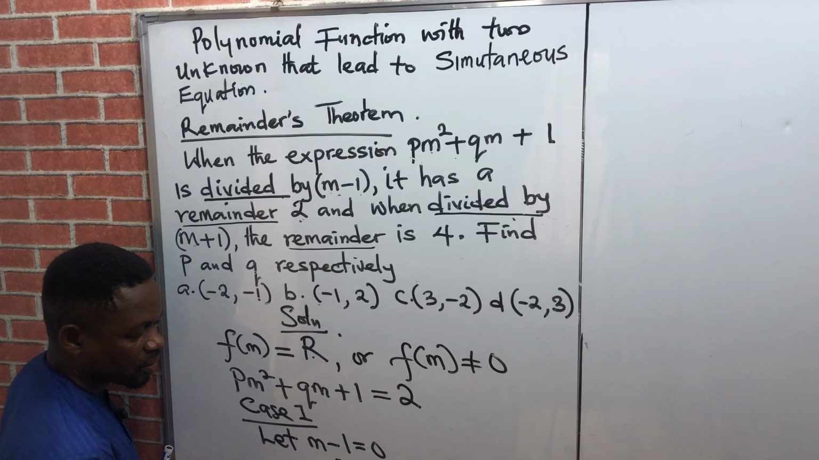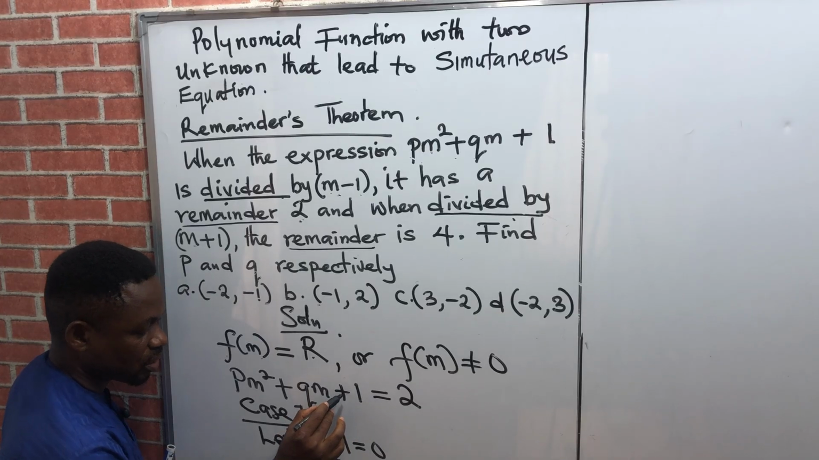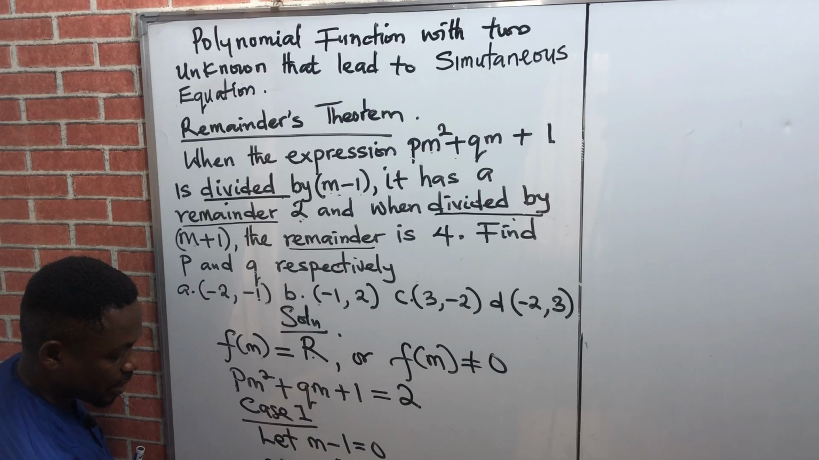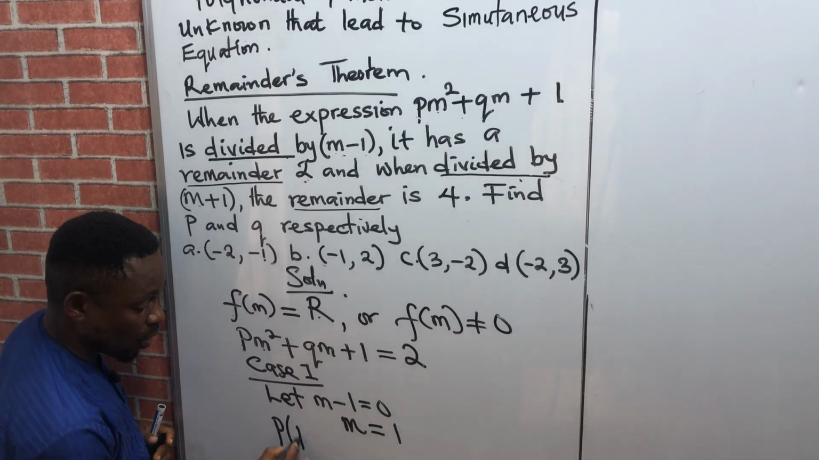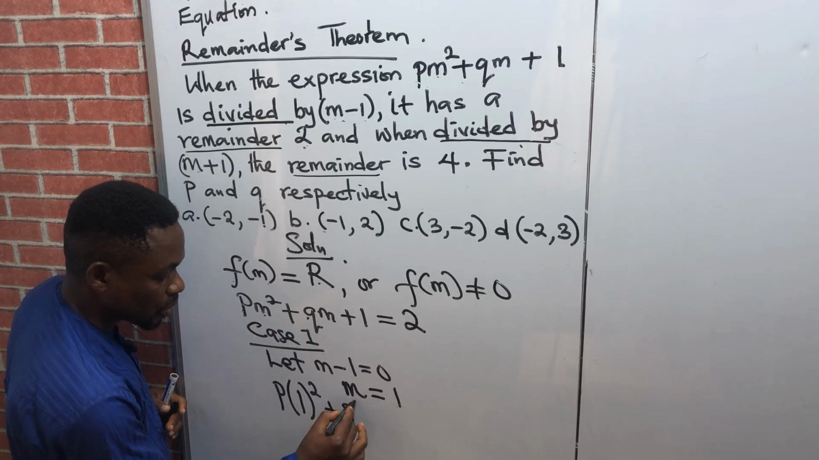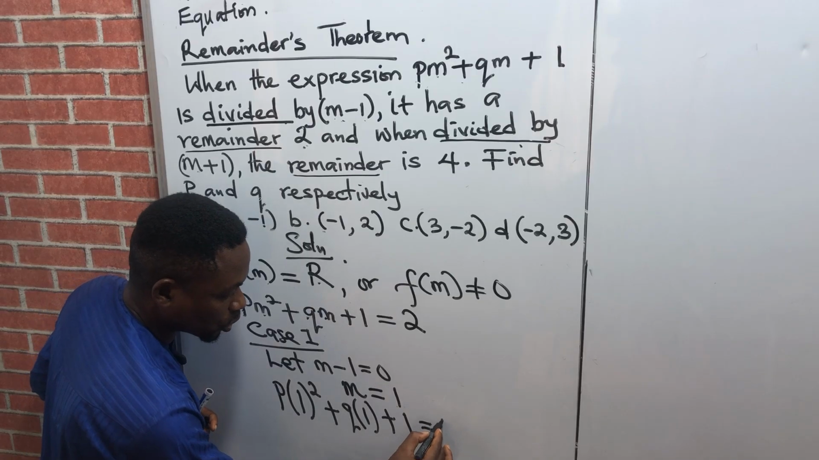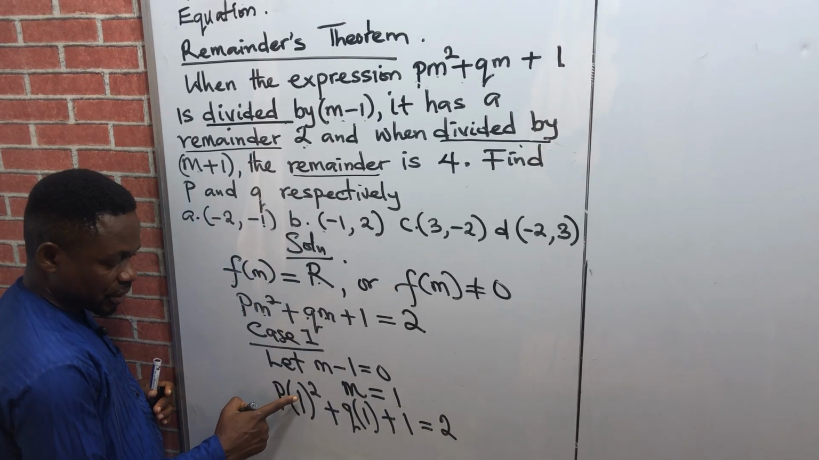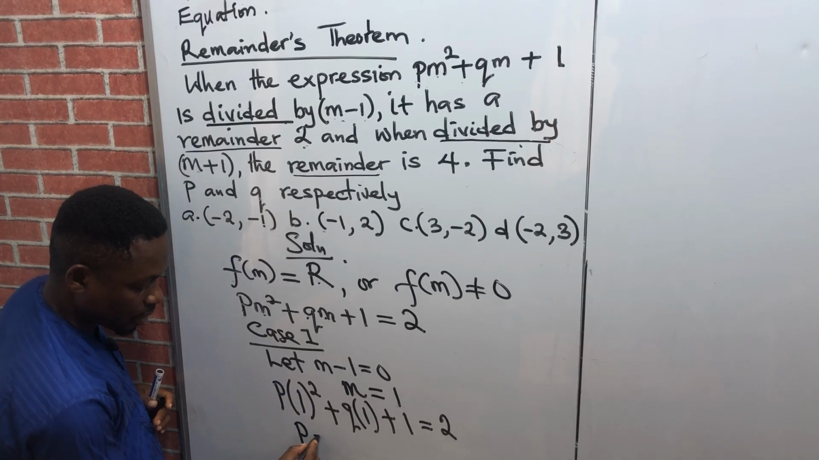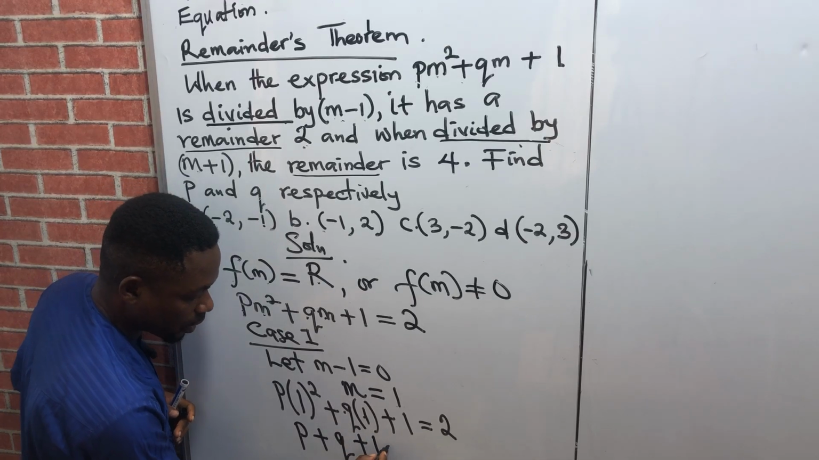Now, if we have gotten the value of m, it means that we now go back to f of m. Anywhere we come across m, fix in 1. If you are doing that, we have p, bracket, m is 1, then all squared, plus q, bracket, another m is 1, then plus 1 equal to 2. Then watch this. 1 squared will give us 1. Then 1 times p is p. Plus q times 1 will give you q. Then plus 1 equal to 2.